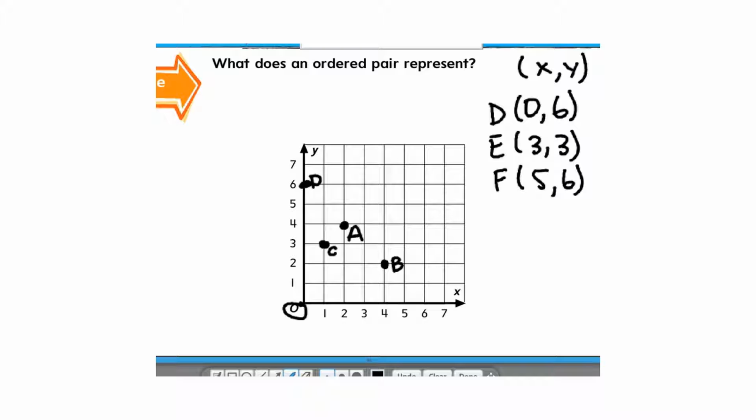Well, E is 3, 3. Over 3, and then up 3. Be right there. Oh, I thought it was 13. Oh no, that's a 3. Sorry, that's a comma in the middle.